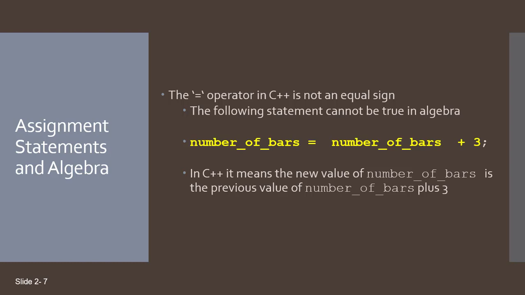But the way this is working is, first we focus on what's happening on the right-hand side. Number of bars, let's say it is a variable containing the number 6. Okay, so take 6, add 3 to it, now you get 9. Take the number 9 and then assign it over to number of bars. Number of bars was 6, and now it's been replaced by 9. So this thing works from the right to the left.